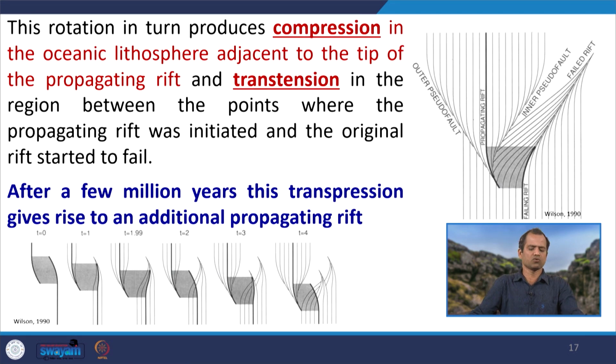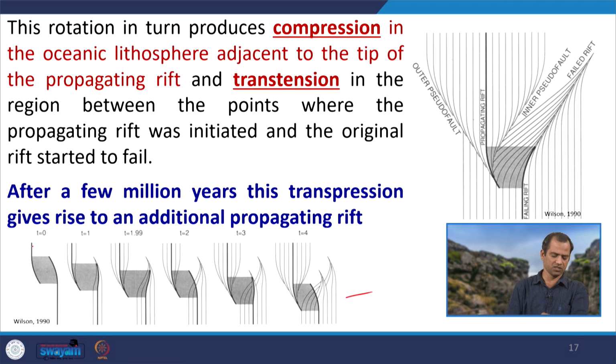Now, this rotation in turn produces compression in the oceanic lithosphere adjacent to the tip of this propagating rift, and a transtension in the region between the points where the propagating rift was initiated and the original rift started to fall. So, after a few millions of years, this transtension gives rise to an additional propagating rift. So, this is a continuous process.